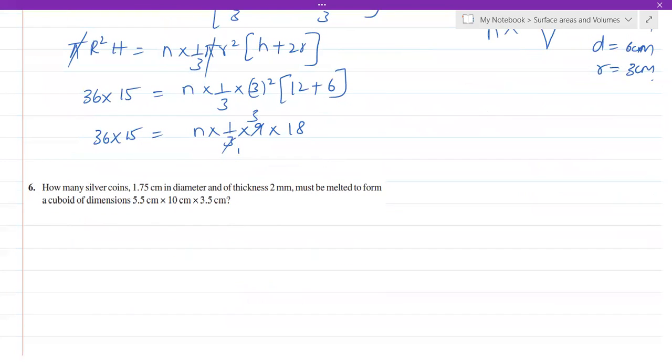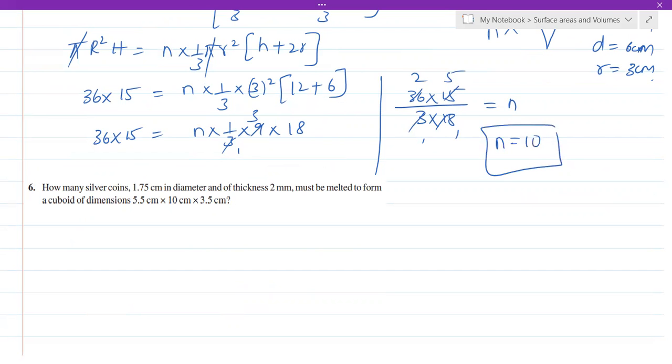So we want the value of n. So let's transpose everything to the other side. 36 into 15 by 3 into 18 is equal to n. So 18 ones are 18, 18 twos are 36, 3 ones are 3, 3 fives are 15. So 2 into 5 is 10.